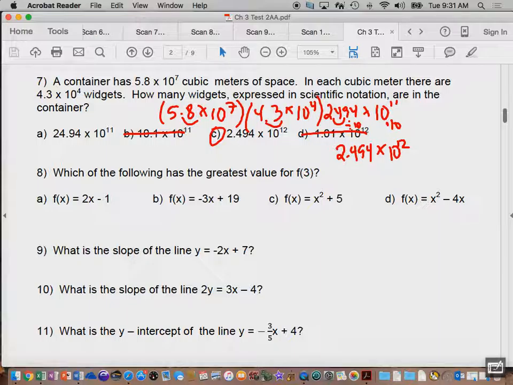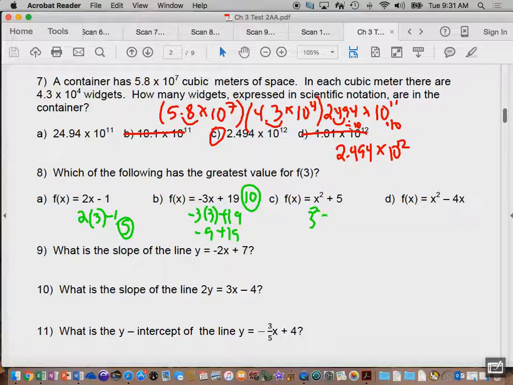Which has the greatest value for f of 3? Plug in a 3. What's 2 times 3? 6 minus 1. Okay, that's a 5. Negative 3 times 3 plus 19.